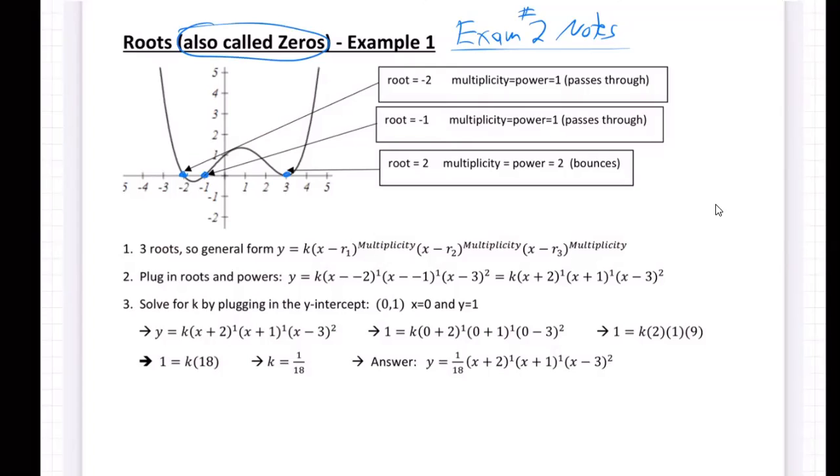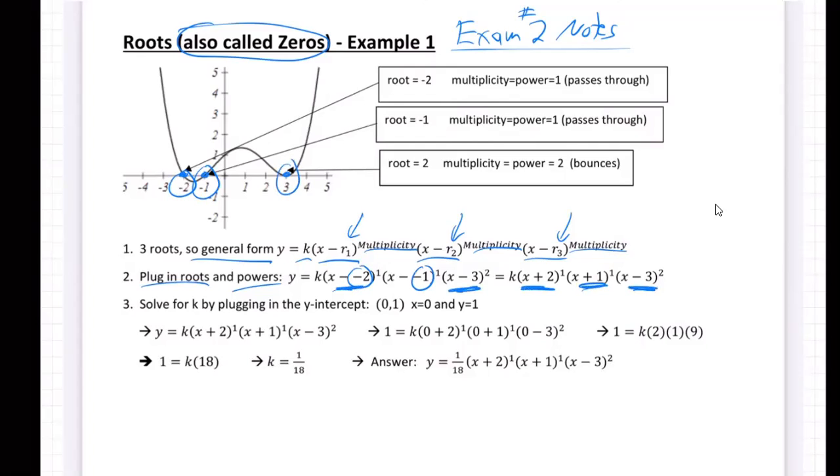Well, basically the general form is going to be k times (x minus r1) to the power called the multiplicity, times (x minus r2) to the power of the multiplicity, times (x minus r3). So you basically go x minus root 1, x minus root 2, x minus root 3, and you plug in the roots and the powers. Notice I took the -2 and put it in right here. x minus a -2 becomes x plus 2. Then x minus a -1 becomes x plus 1. And then x minus 3, that's just x minus 3.